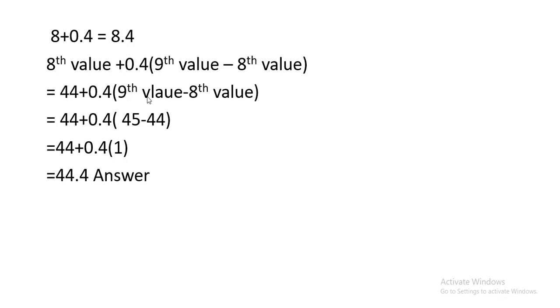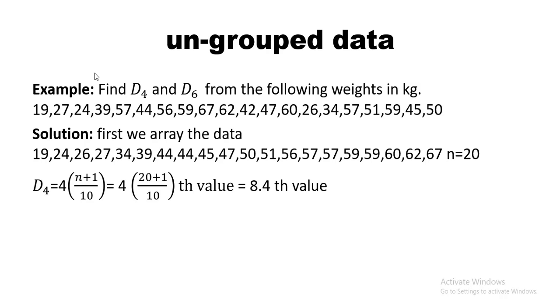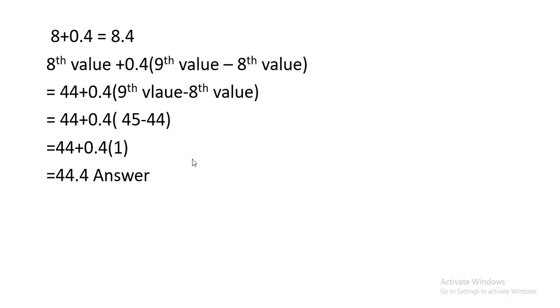So 45 minus 44, because in this case you just go back, we're looking for the 8th and 9th value. So 1, 2, 3, 4, 5, 6, 7, 8, 9. The ninth value is 45 and the 8th value is 44. So 45 minus 44 gives me 1. Now we're going to simplify it. It's just simple addition. 44 plus 0.4 into 1 is 0.4. So 44 plus 0.4 gives you 44.4 as your answer.